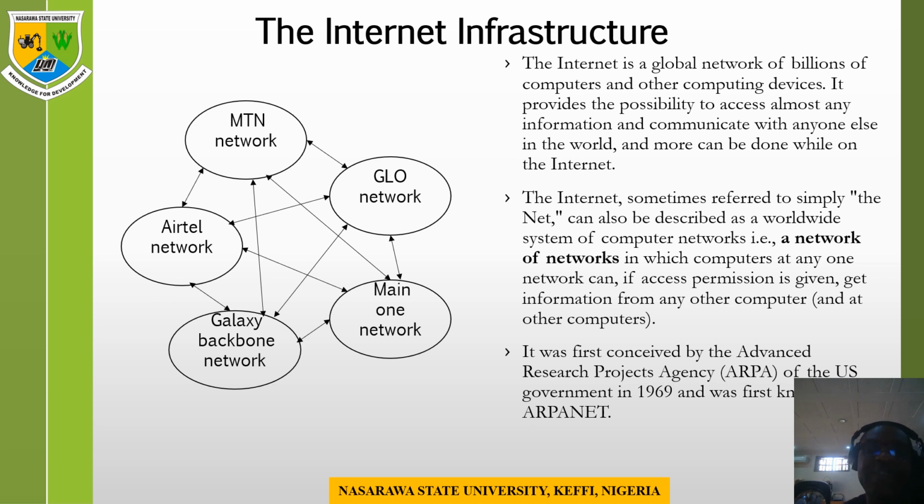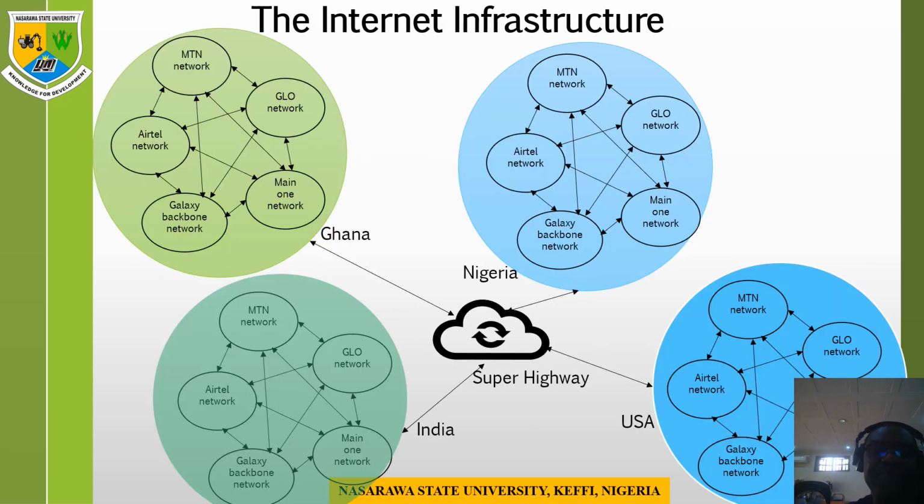So if we take an example, we can see in Nigeria we have MTN network, you have Glo network, you have One network, you have Galaxy Backbone network, we have Airtel network. But when these networks are interconnected together, they form what we call the internet infrastructure.